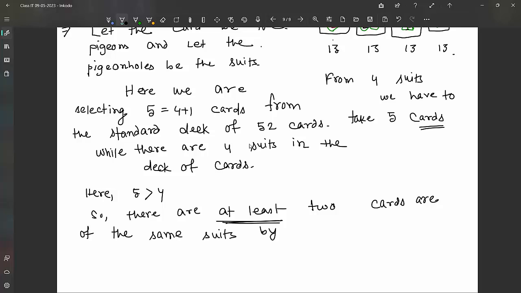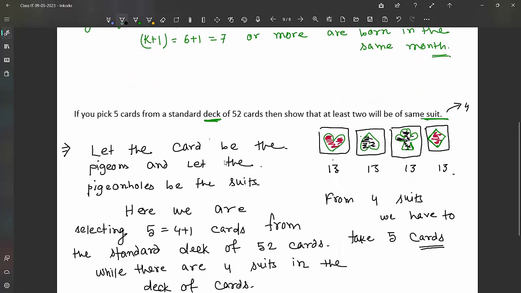By the Pigeonhole principle, okay, so this is the proof, and by the Pigeonhole principle we have just proved that. So this is the concept of the Pigeonhole principle and where we can use this type of problem.